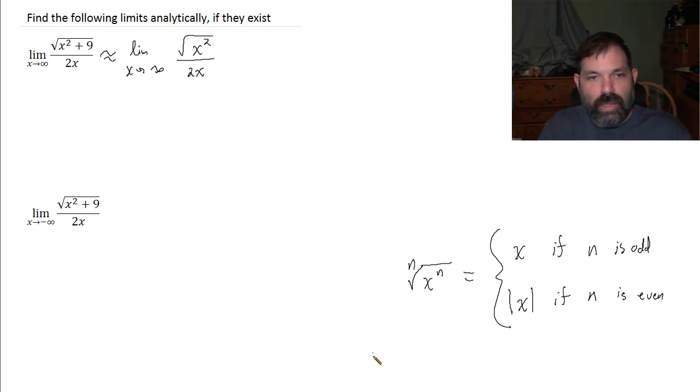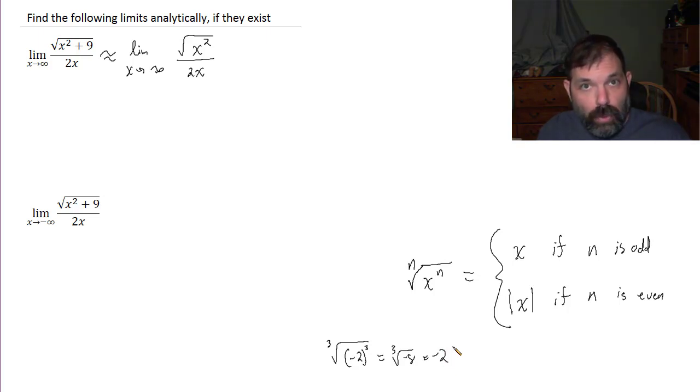All right, just as a quick example to show why this seems reasonable, what's the cube root of negative 2 cubed? Well, negative 2 cubed is negative 8, and the cube root of negative 8 is negative 2. It gets back to where we started. And if you remember, the cube root and cubing are both one-to-one functions and inverses of each other.